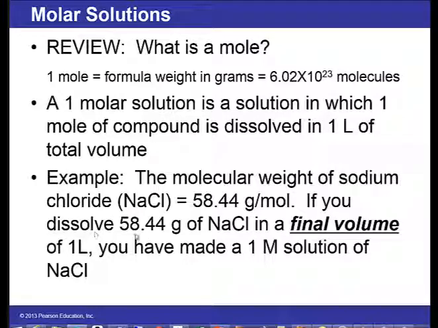So if you dissolved 58.44 grams of sodium chloride in a final volume of 1 liter, usually if I did this in the lab, I would take about 800 mLs of water. I would add my sodium chloride, and I would stir it all up until all the sodium chloride is dissolved. And then I would put it into a graduated cylinder, and I would bring up the volume to be exactly 1 liter. This solution that you've now made is a 1 molar solution of sodium chloride. So we'll practice doing some molar problems.